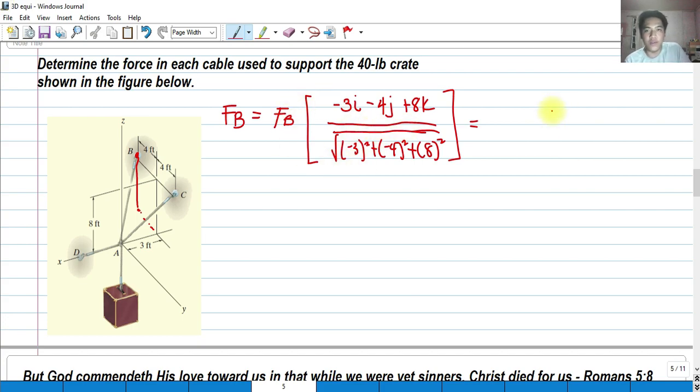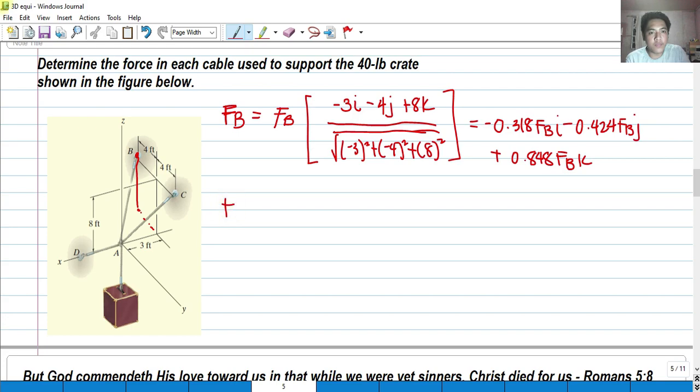So if we evaluate this, our force F sub B would be negative 0.318 F sub B i, minus 0.424 F sub B j, and then plus 0.848 F sub B in the k direction. So here are our Cartesian vectors.